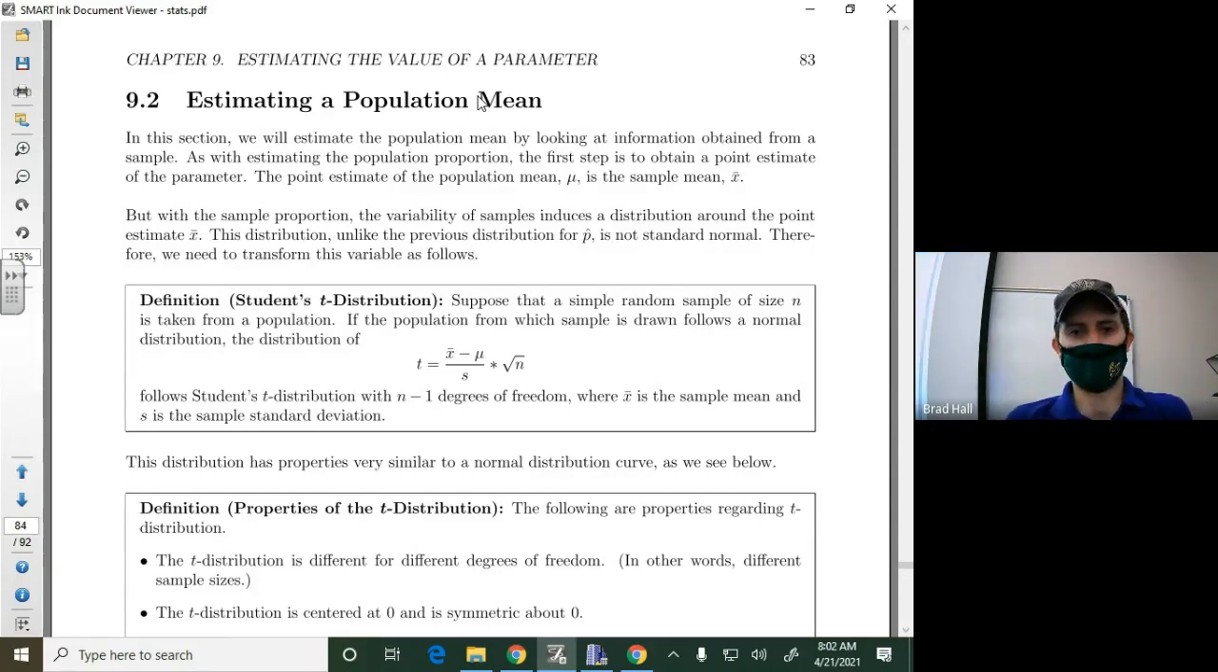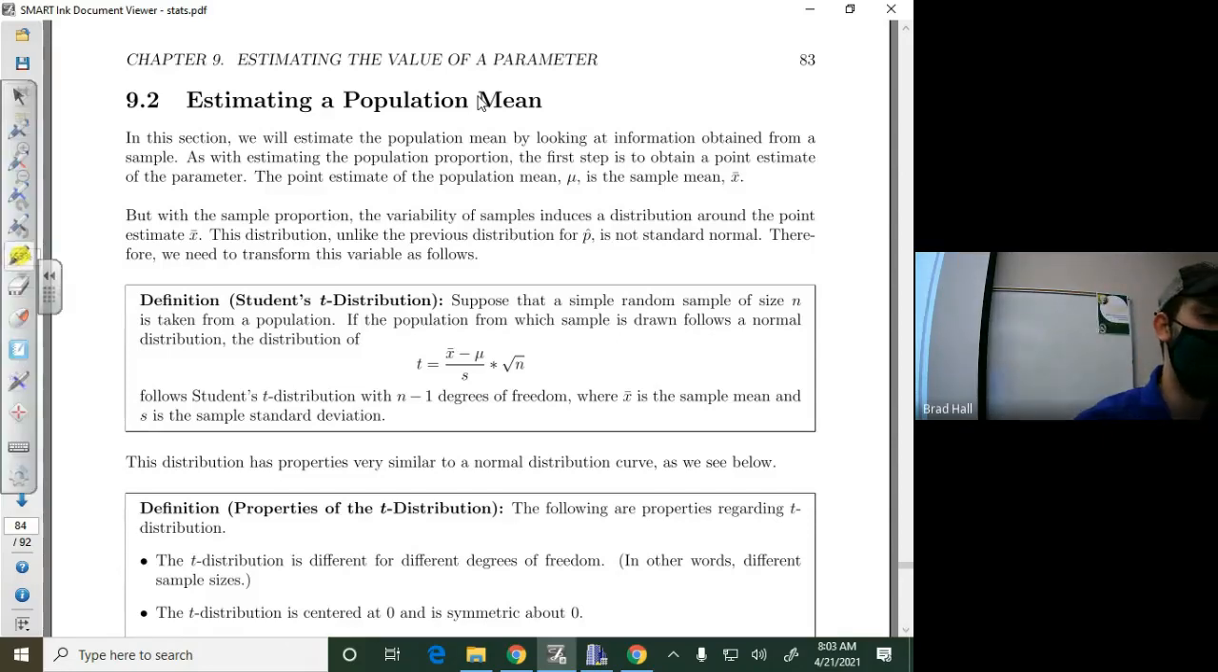In this section, we're going to be doing the same thing, but instead of the population proportion, it's the population mean. So a lot of the construction is going to be very similar. Because with the mean, we still want to find the point estimate. We still want to find a way to characterize the lower and upper bounds, which means we need to find a characterization for the margin of error.